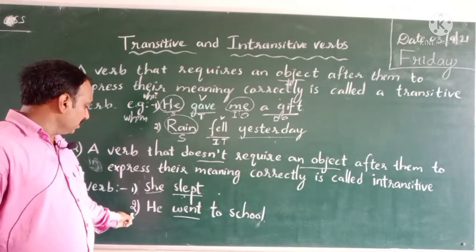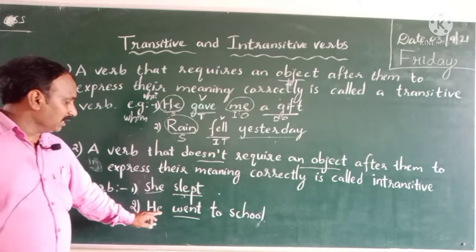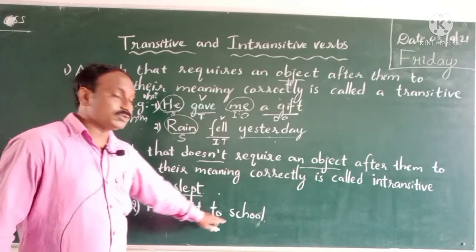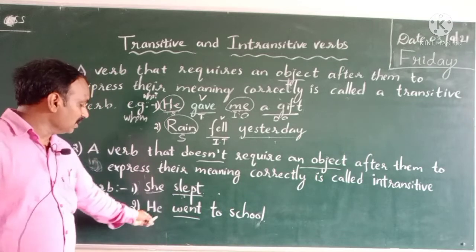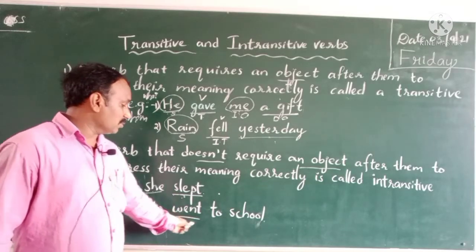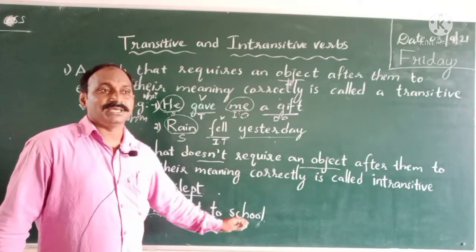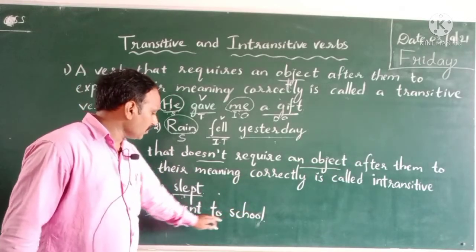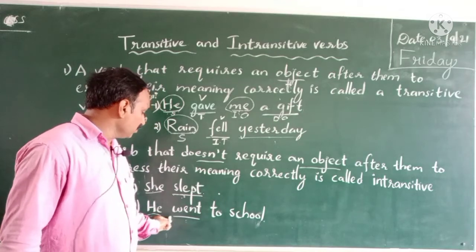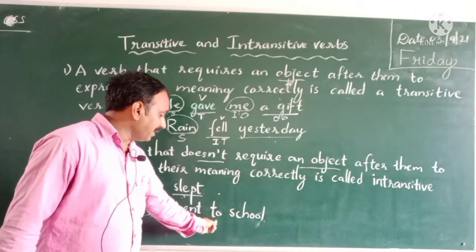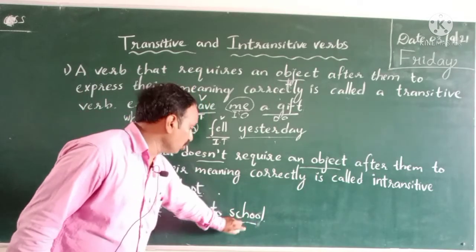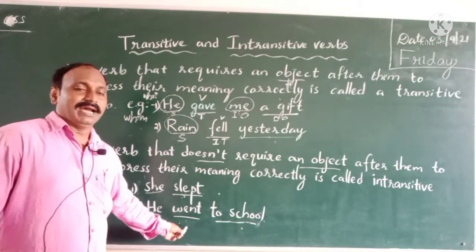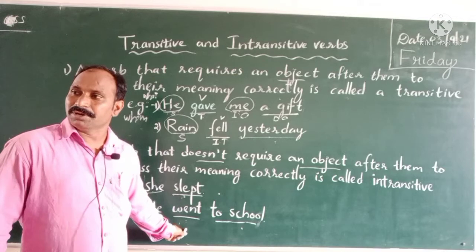Now we will see whether the verb in this sentence is transitive or intransitive. Here: He went to school. In the given sentence, he is a subject, went is a verb, and to school is in the object place, that is, the predicate. From here to here is the predicate, and we will see whether this is an object or not. If we know whether this is an object or not, then we can easily understand whether this word is a transitive verb or an intransitive verb.